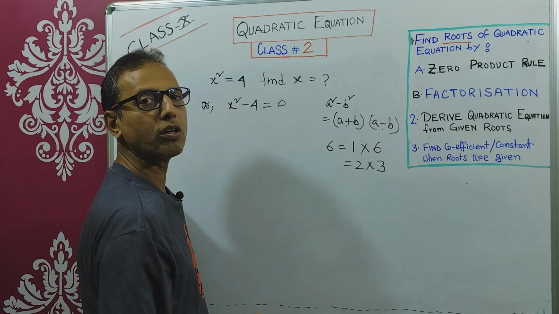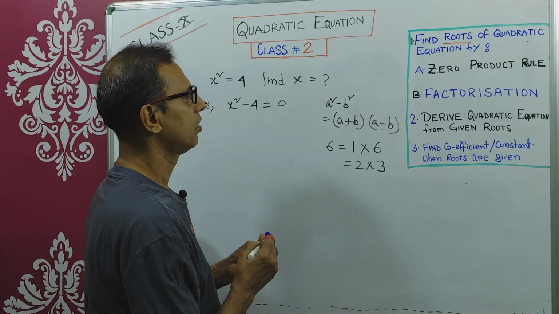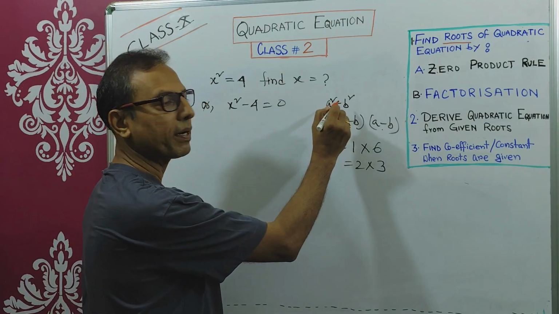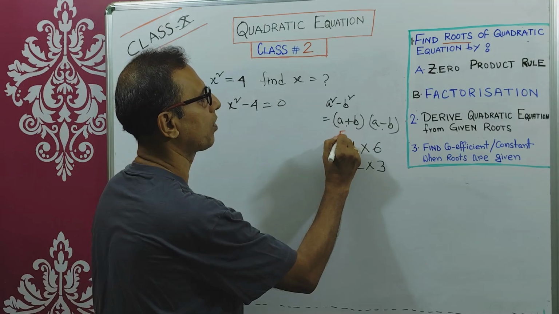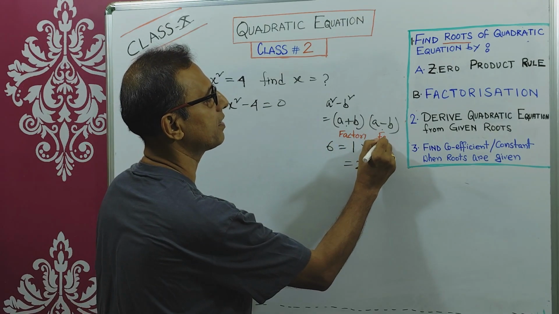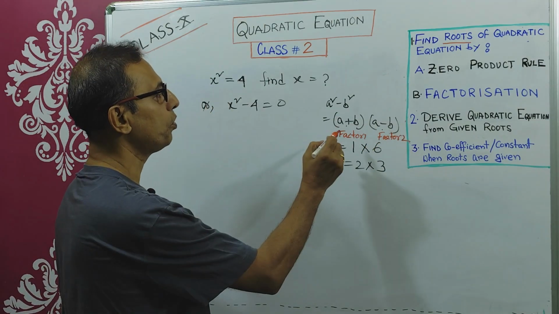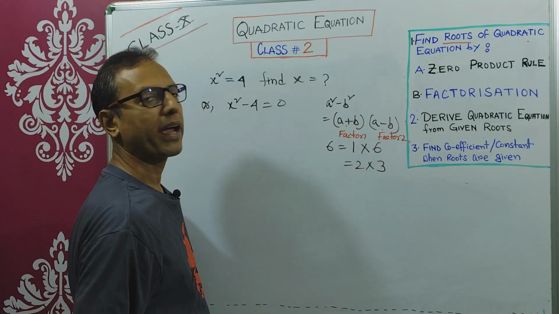Each expression is called a factor. So for a square minus b square, a plus b is one factor, factor 1, and a minus b is another factor, factor 2. So this is called factorization.